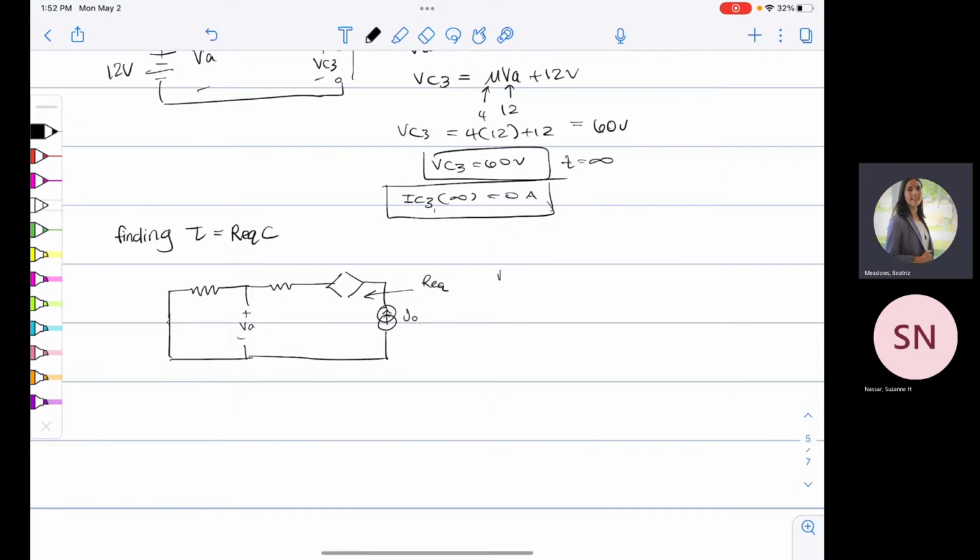So to find R equivalent, we're going to have to find V out, divided by J out, which is just some dummy source that we made. So here, right? So now, how would we find V out in this case?